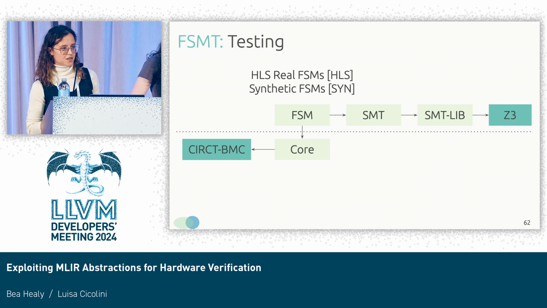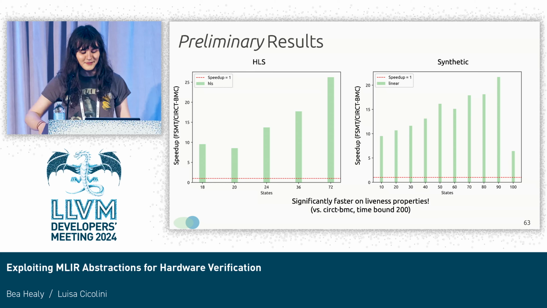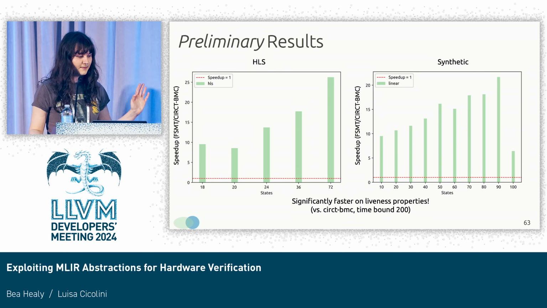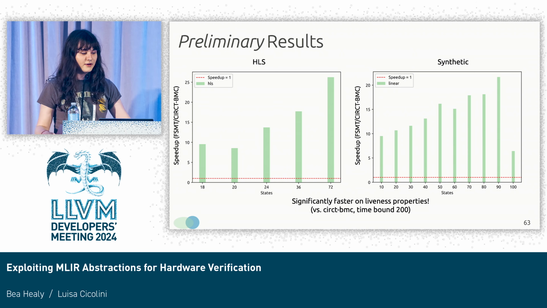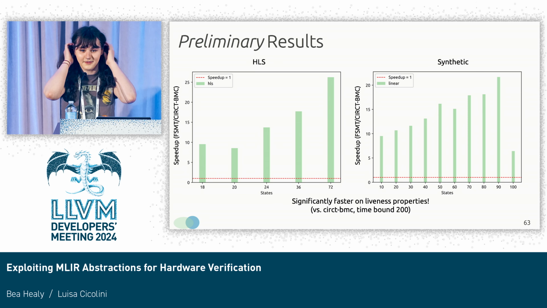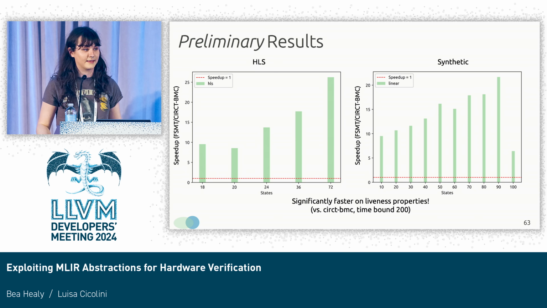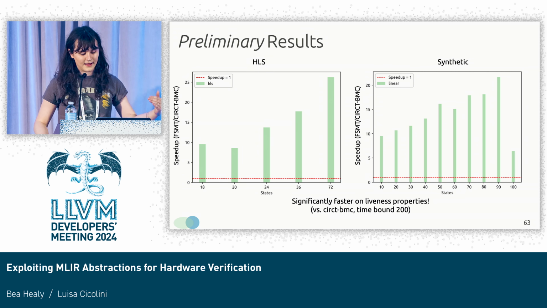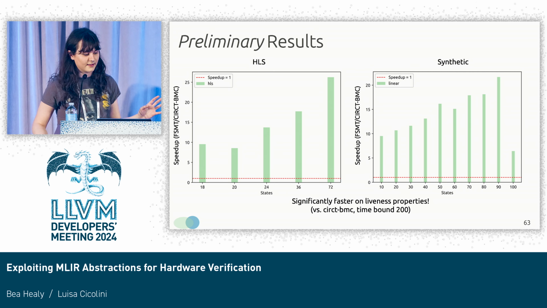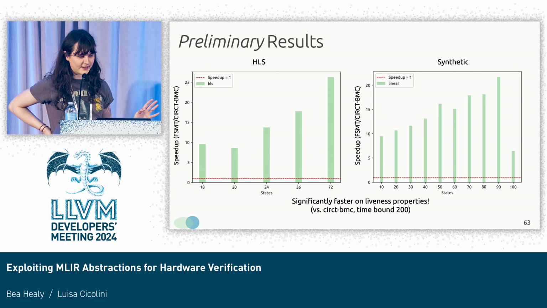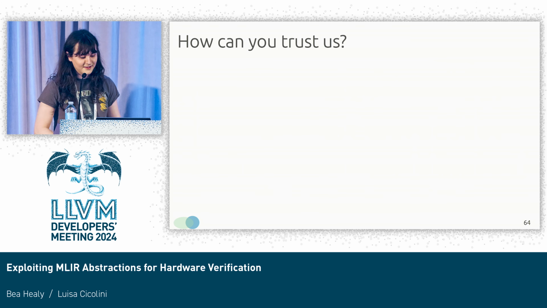So let's see how these results look. Cool. These are fairly preliminary results, so take them with a grain of salt. But on the left, we've got our HLS FSMs. On the right, we've got the synthetic ones. The red line is 1x, and the green bar is the speedup. So it turns out that this structure is actually really valuable, and the SMT solver is able to step through it in a way that is a lot more productive. It's worth saying that we're comparing this against bounded model checking in a way that doesn't put bounded model checking at a disadvantage. We've given it a fairly low time bound. In practice, you'd probably want that to be higher. But basically, it's faster.